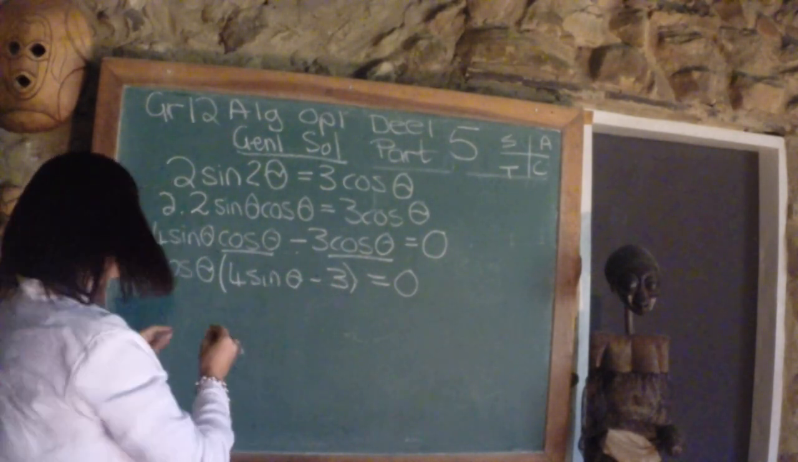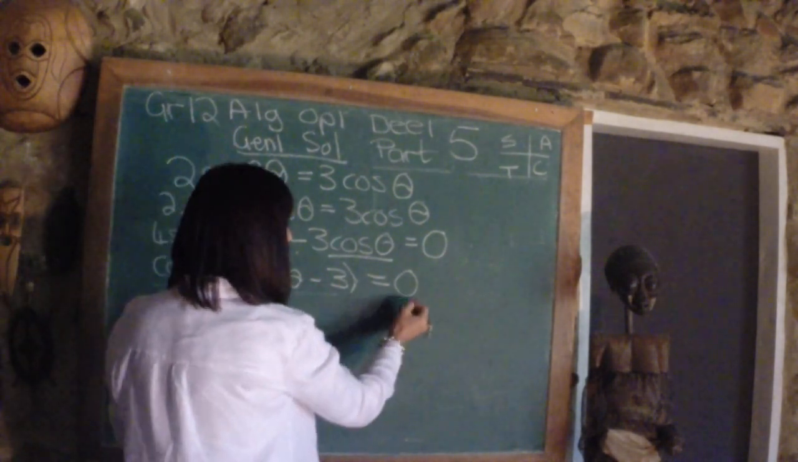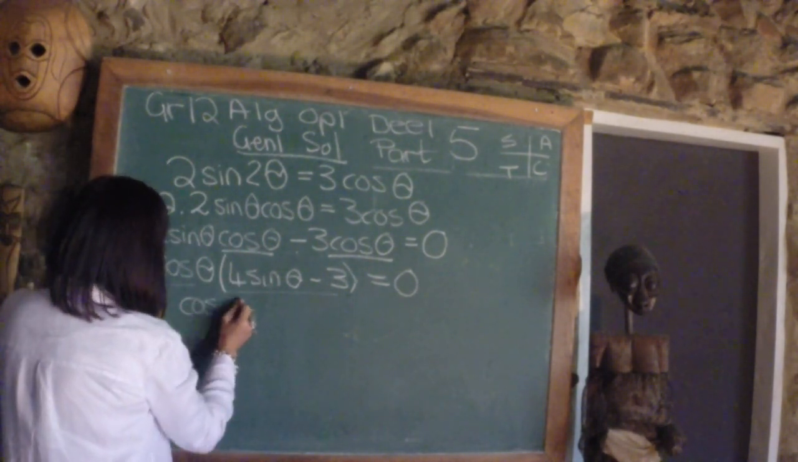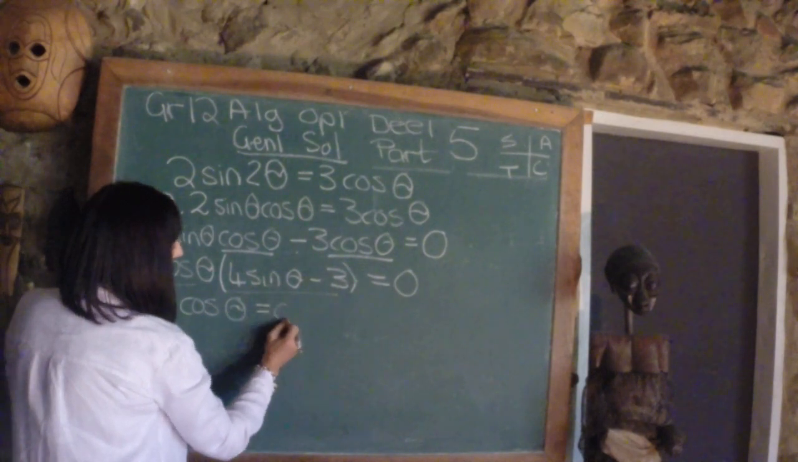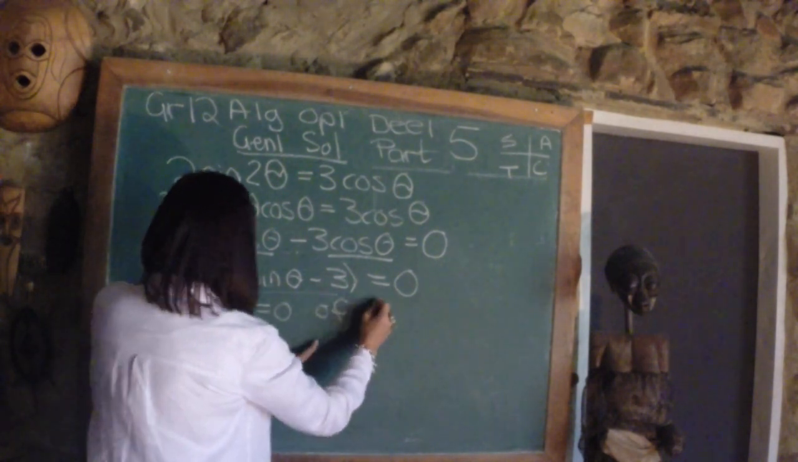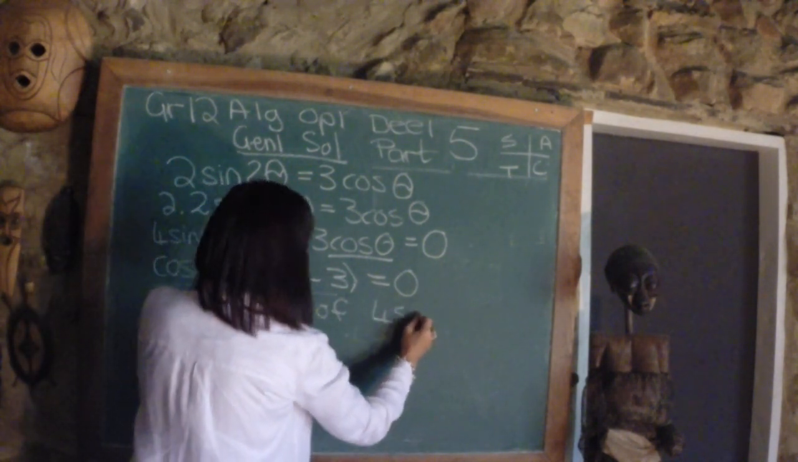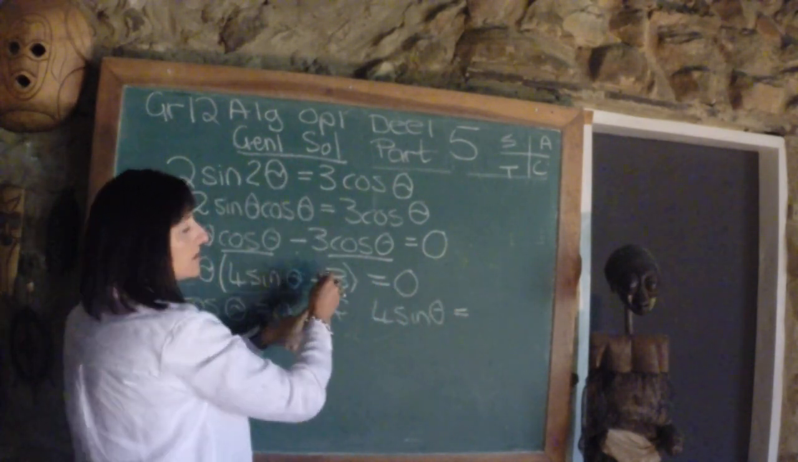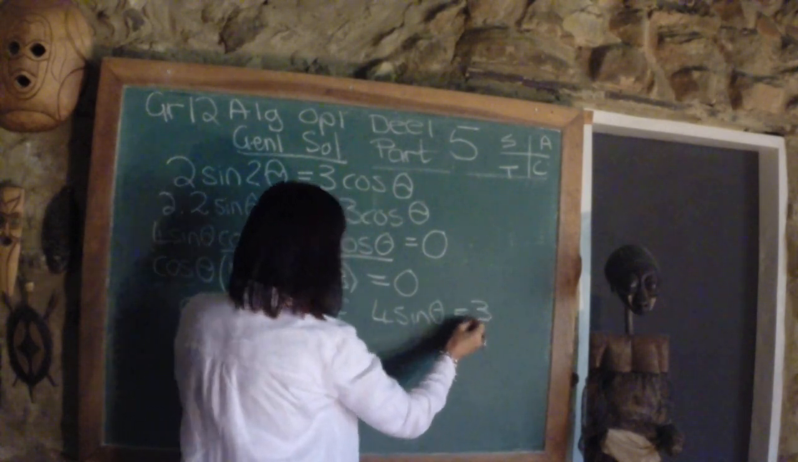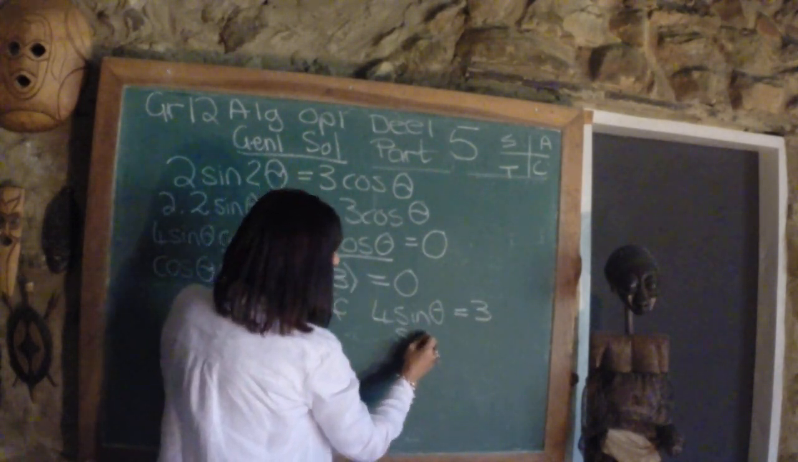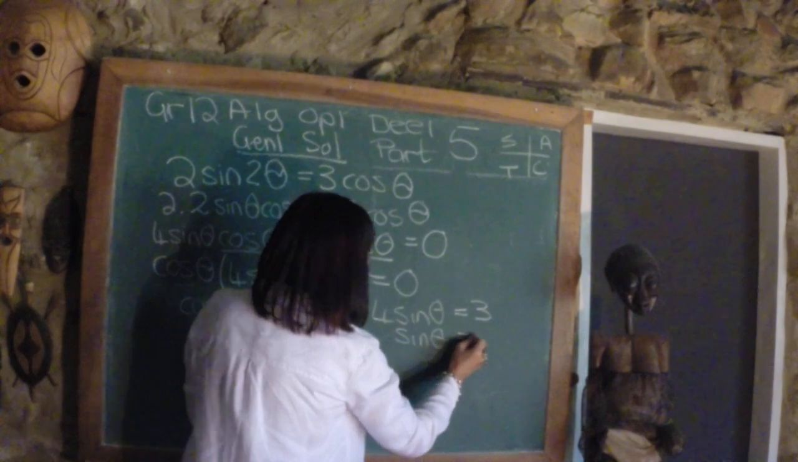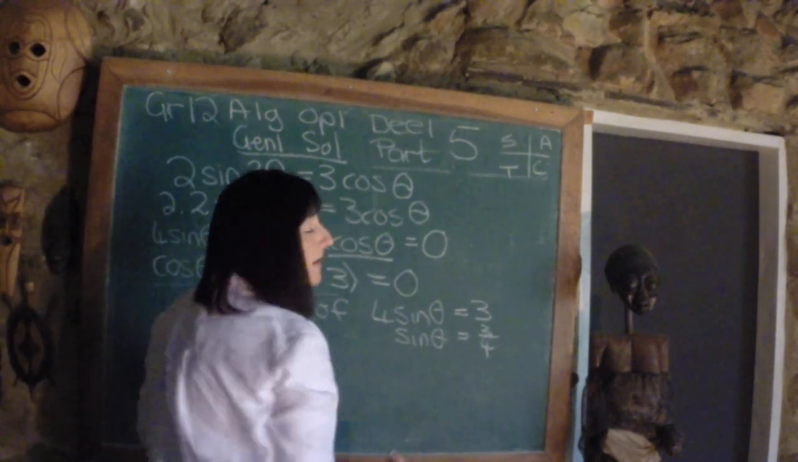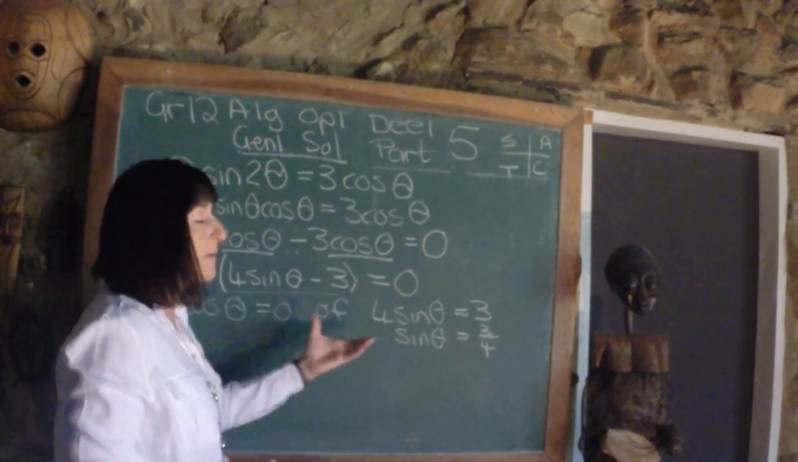Nou het ons die nulfaktorwet, dit of dit is gelyk aan 0, so ons kan sê cos theta is gelyk aan 0, of 4 sin theta min 3 is gelyk aan 0, and we can take the minus 3 to the other side of the equals to, it becomes a plus 3, and now we've got 2 expressions.